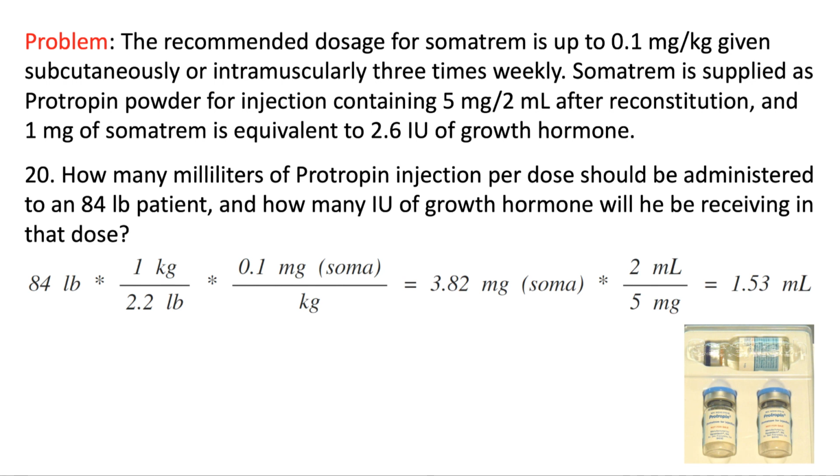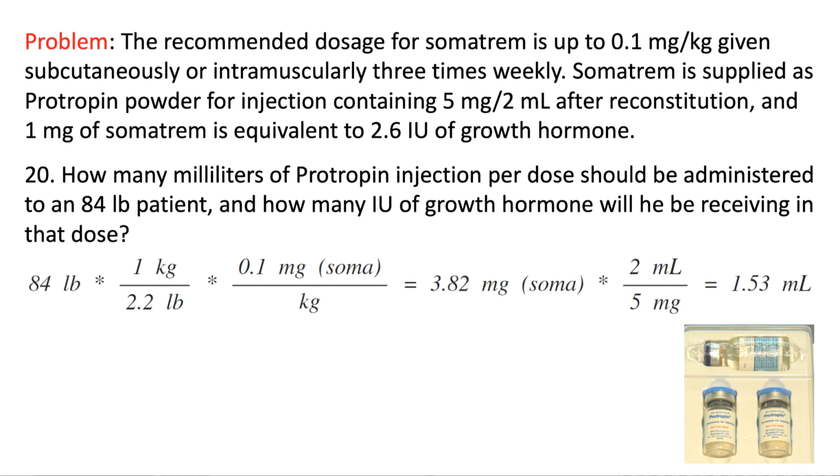That dose needs to be converted to a volume of the injectable. So I want to give 3.82 milligrams of the Somatropin, but the volume I'm going to do is times its concentration, expressed as for every 2 milliliters, there are 5 milligrams. That way milligrams of Somatropin cancel, and I'd get my final volume. So clearly what I've shown with this math is that an 84-pound patient needs 1.53 milliliters of this injectable, and they would have that volume injected basically 3 times a week.